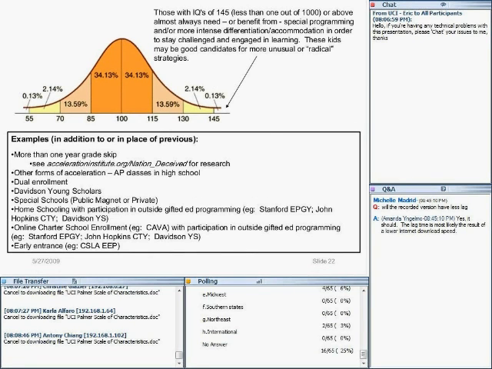IQs of 145 and above, these kids almost always need some sort of acceleration, and I'm going to let you look at that there. Davidson Young Scholars has a program where you have to have a 145 or above and have a similar score in an academic area. There are special schools, there are magnet schools, there are special programs. I've listed some of them there.